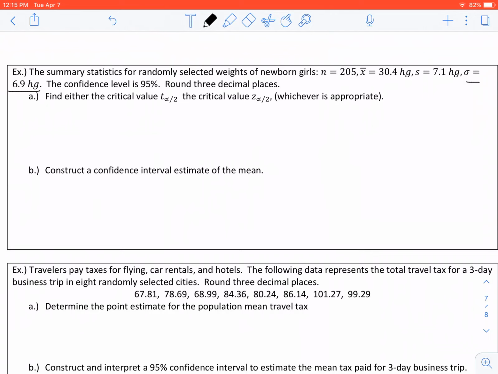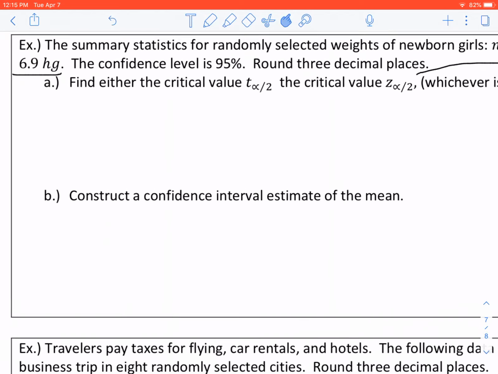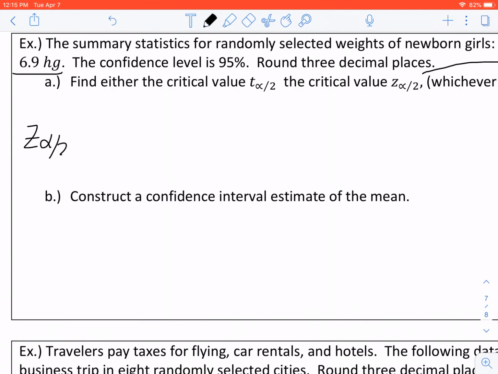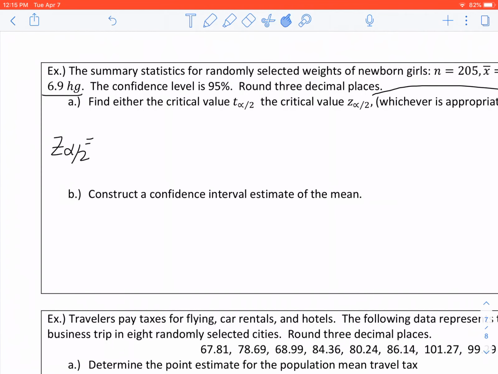So the confidence level here is 95%, and it tells us to round to 3 decimal places. Part A says find either the critical value, t alpha over 2, or the critical value, z alpha over 2. And again, we use z this time because sigma is known. So we have z alpha over 2 is equal to, and so we need to figure out our alpha value. And our alpha value is just 1 minus our confidence level, which was written earlier in section 7.1, which is going to be 1 minus 0.95, which is going to be 0.05.